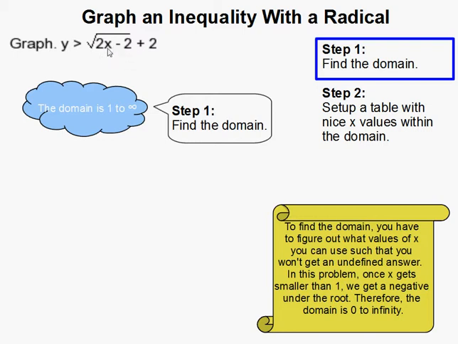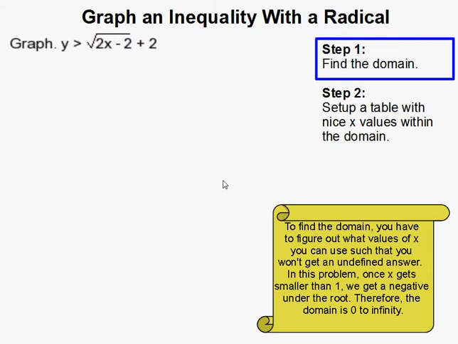In this problem, as long as x is greater than 1, it's okay. But once x becomes less than 1, like say it's 0, then 2 times 0 is 0, and 0 minus 2 is negative 2, so that would be undefined. We can't have any values less than 1, but anything bigger is okay. So the domain is from 1 to positive infinity.